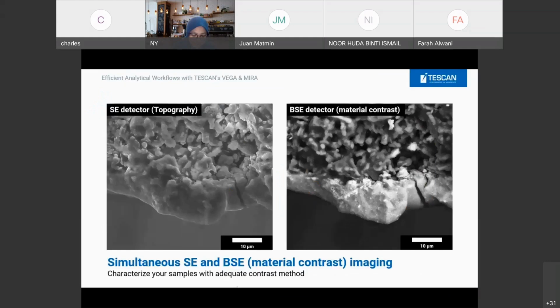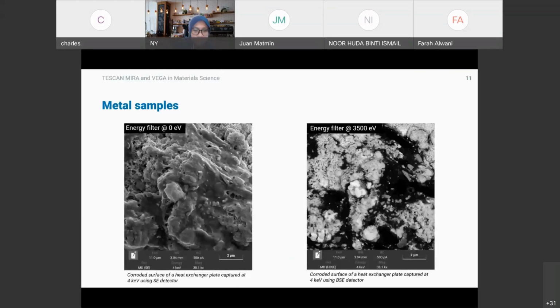SEM, of course, gives you imaging on SE, the so-called topographical image, and the backscatter image by the BSE detector, the so-called material contrast kind of image. Moving on to metal samples, this is what I want to highlight here: how SE and BSE images are complementary to each other. In this example, we have a corroded metal surface. By the term, there's corrosion there.